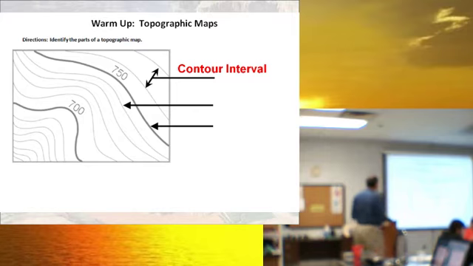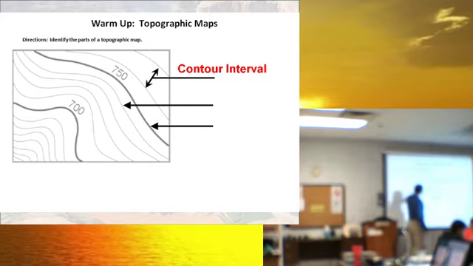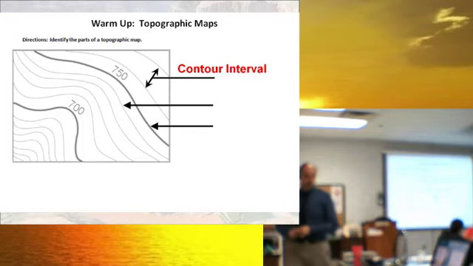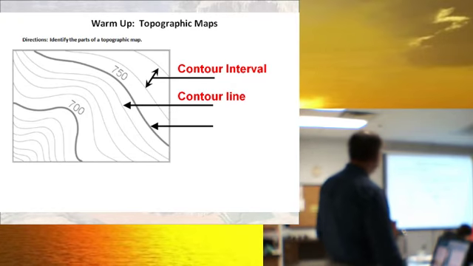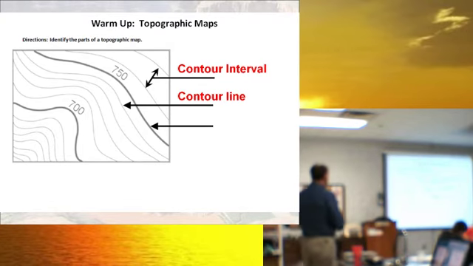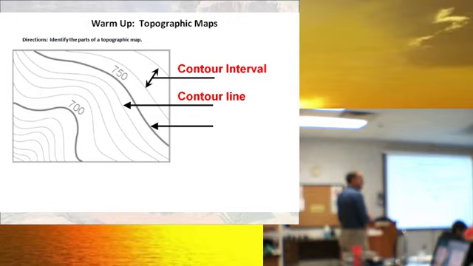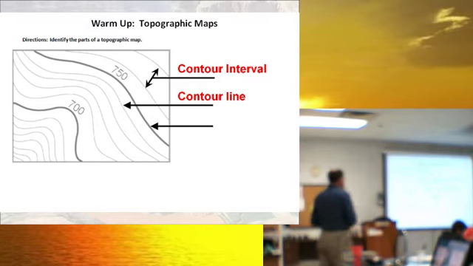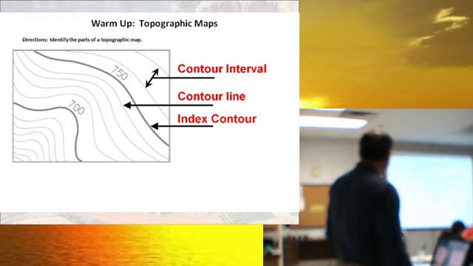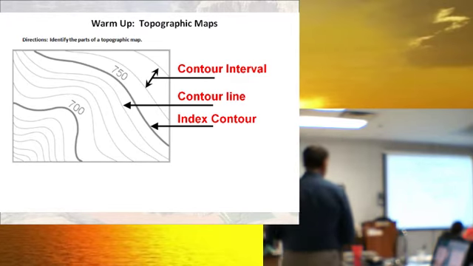The second one here. This line right here. Or this line right here. Any line on here, except this one and this one, has a name. What are they called? They are contour lines. Contour lines. That is a contour line. Now, the ones that are bold and have numbers on them are called index contours. That's an index contour.